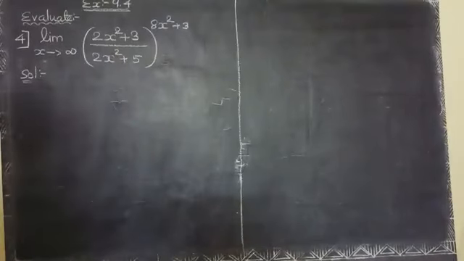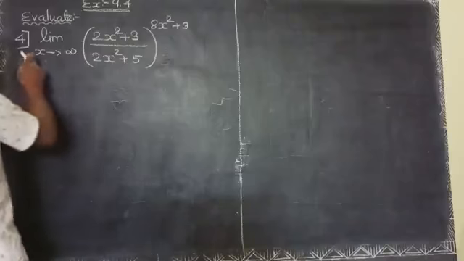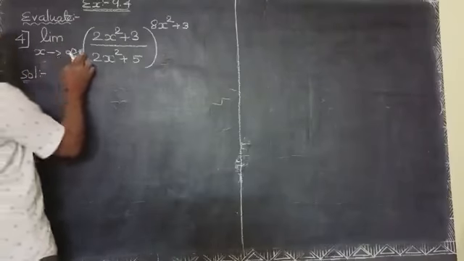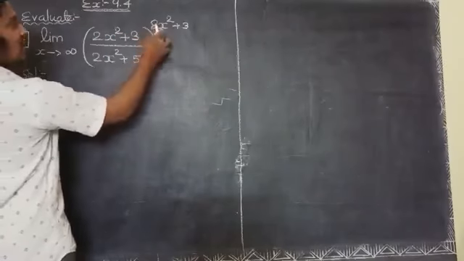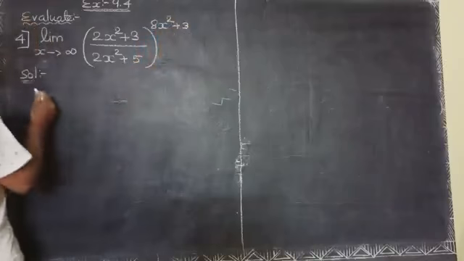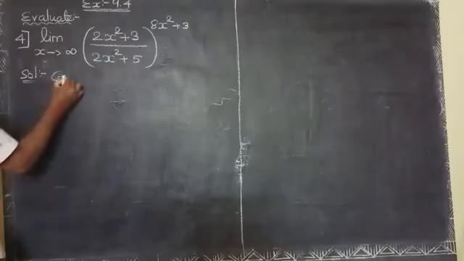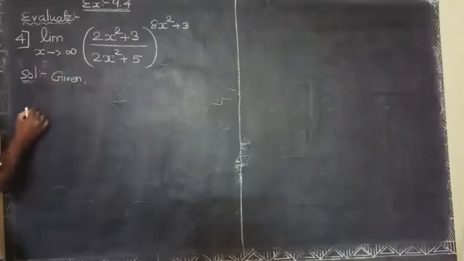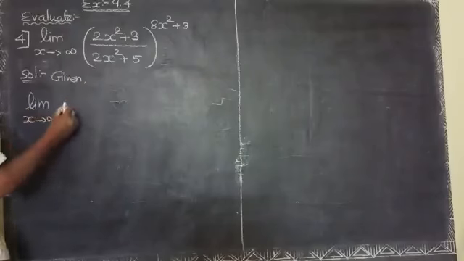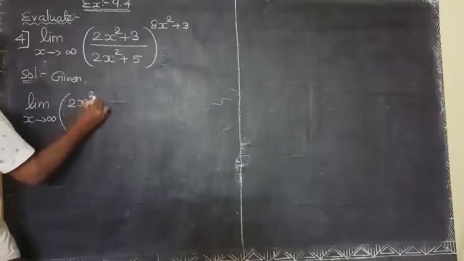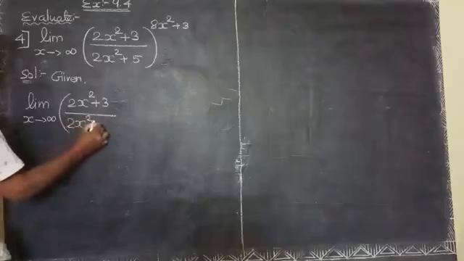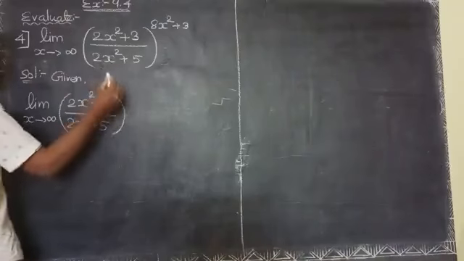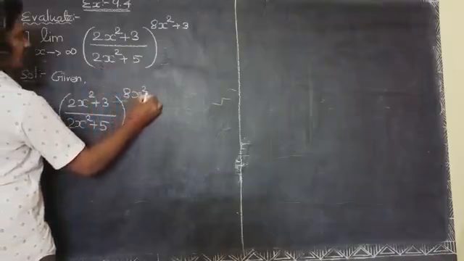Next, exercise 9.4. Evaluate. Question number 4. Limit x approaches infinity, (2x square plus 3 divided by 2x square plus 5) whole power 8x square plus 3. Solution: given limit x approaches infinity, (2x square plus 3 divided by 2x square plus 5) whole power 8x square plus 3.